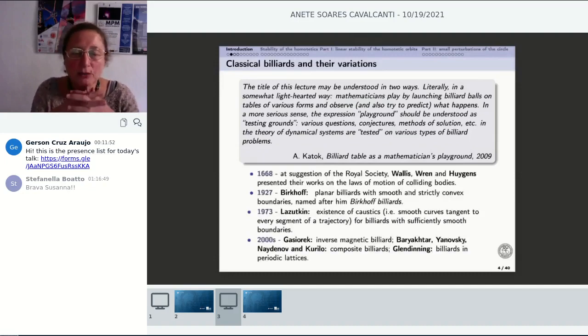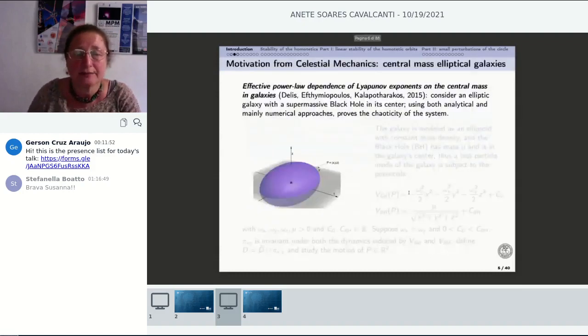So, if you like, one possible way of looking at this problem is to see this as a class of billiards and try to look at the analogies and differences for what concerns the general problem of trajectories, the caustics, and so on. I have to say that maybe the closest type of billiards that have been investigated recently are the inverse magnetic billiards by Gasiorek.